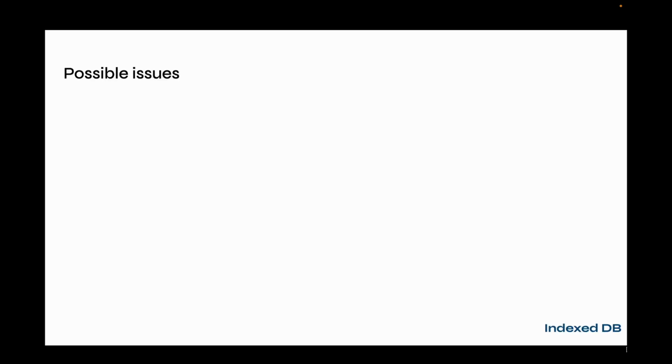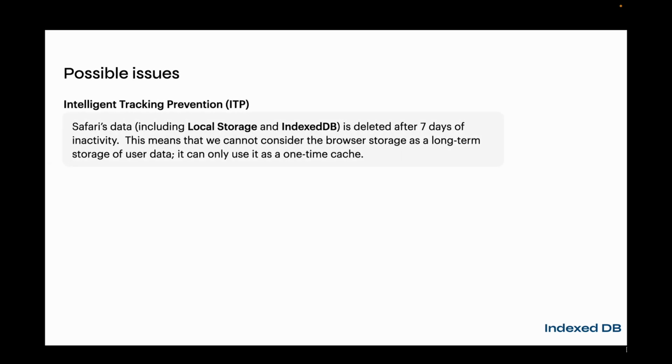IndexedDB is a very powerful tool, however it has a couple of problems. The first one is intelligent tracking prevention. Safari's data, including local storage and IndexedDB, is deleted after 7 days of inactivity. This means that we cannot consider the browser storage as a long-term storage of users' data. It can only be used as a one-time cache.